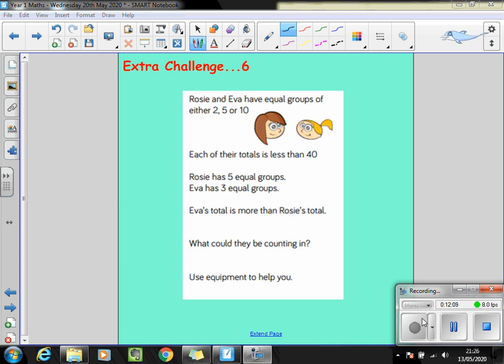And extra challenge 6. Rosie and Eva have equal groups of either 2, 5 or 10. Each of their totals is less than 40. Rosie has 5 equal groups. Eva has 3 equal groups. Eva's total is more than Rosie's total. What do you think they could be counting in? I definitely recommend you use equipment to help you, or pictures and doodles to help you think about all the different possibilities. Good luck with this challenge because that's really difficult. Let's see who can challenge themselves and find the answer.